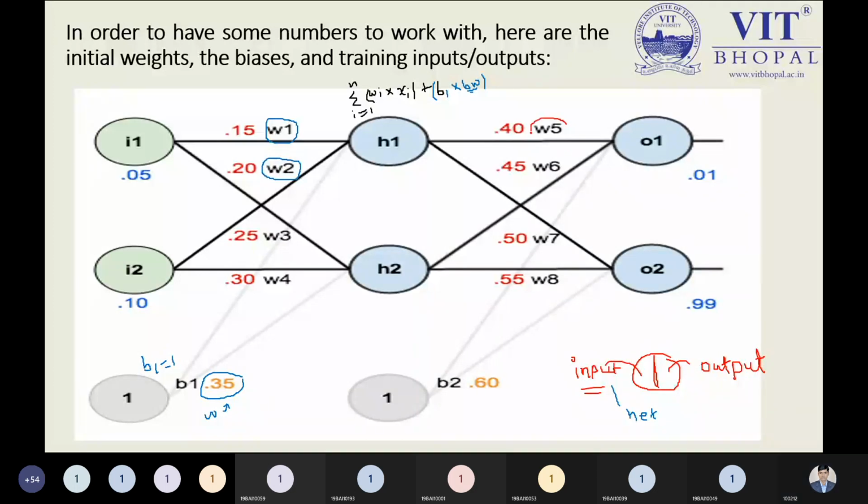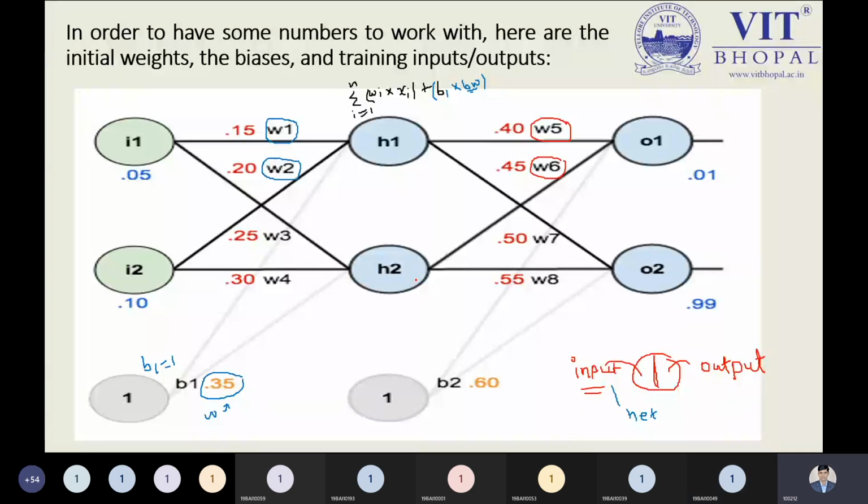W5 is a weight which is connected to our output O1. W6 is a weight which is also connected to our output O1. But before determining the weights, let us understand how many nodes are connected. O1 is our output node, which is connected to H1 and H2. These are the two nodes, and respectively we have their weights, W5 and W6. Is this point clear? Yes, sir.